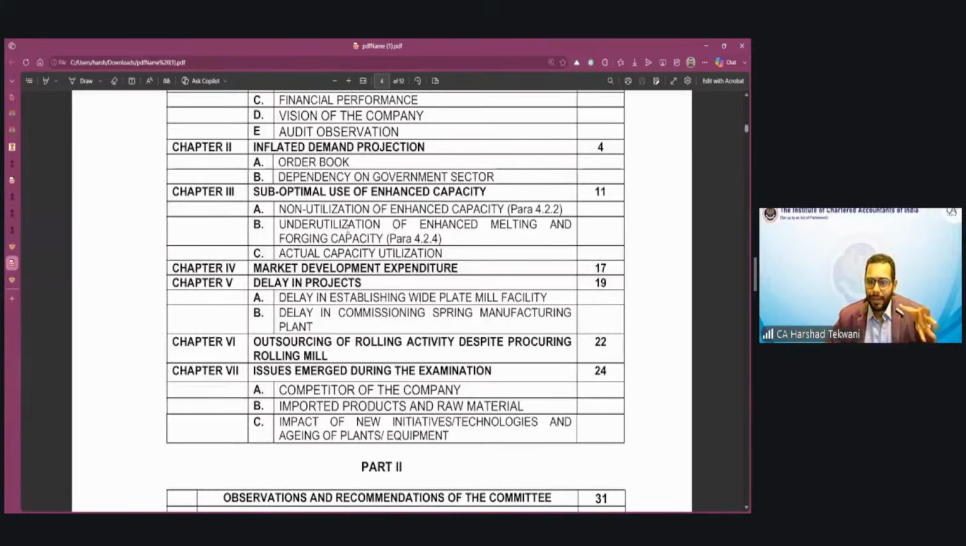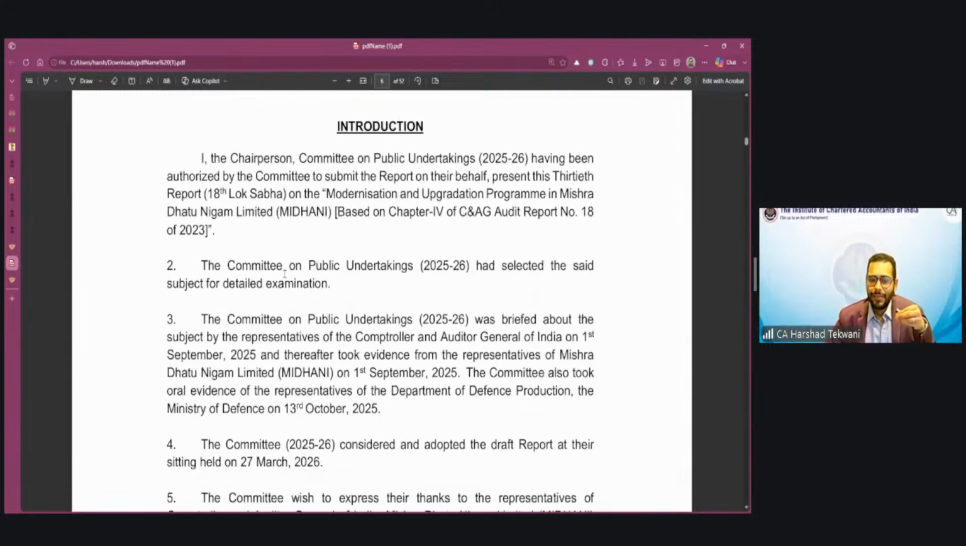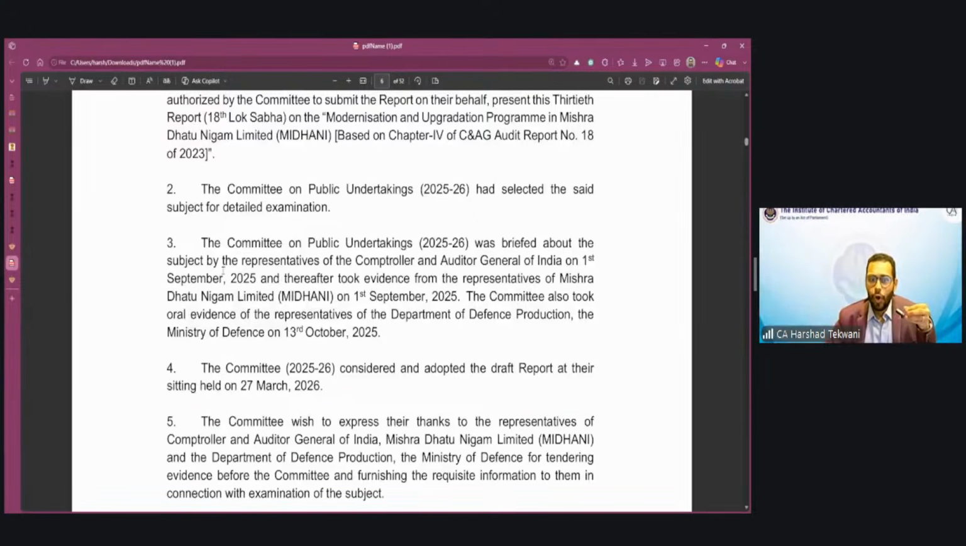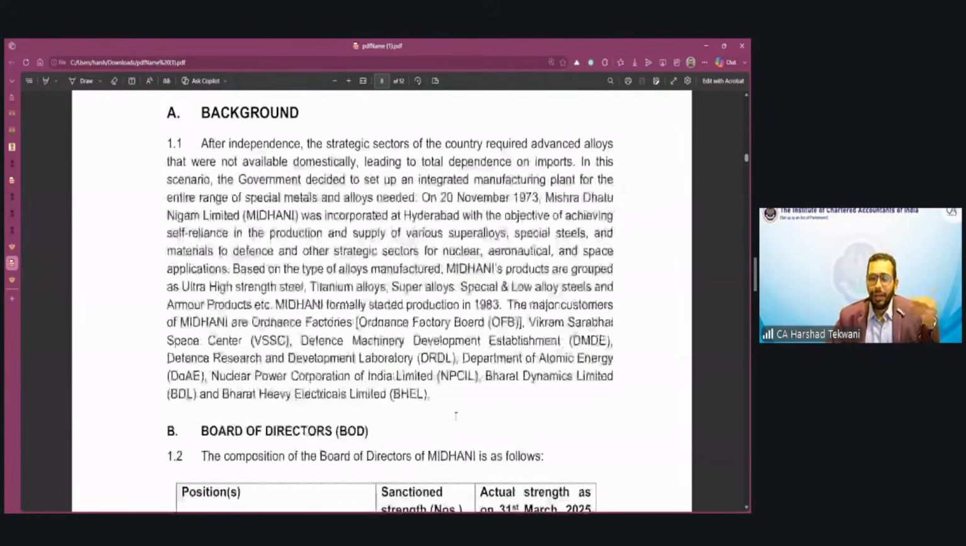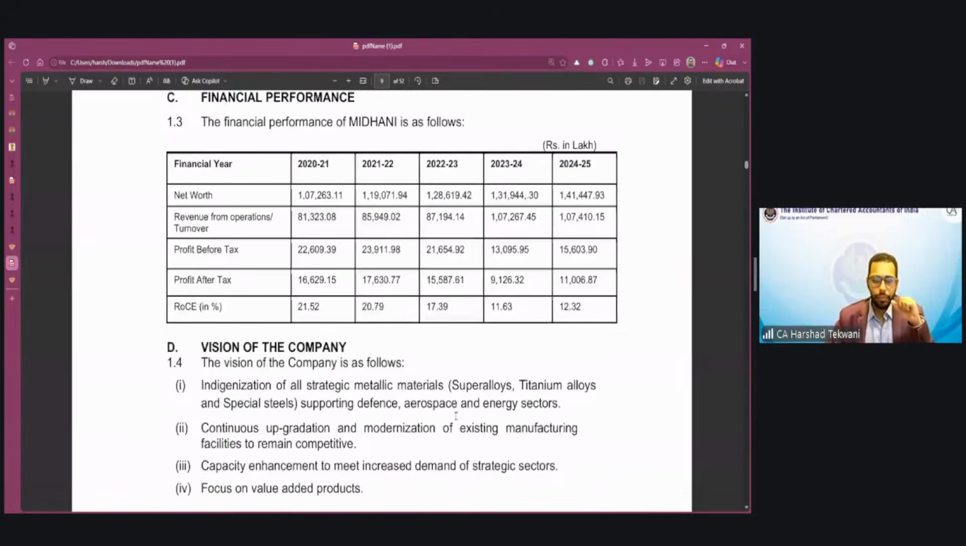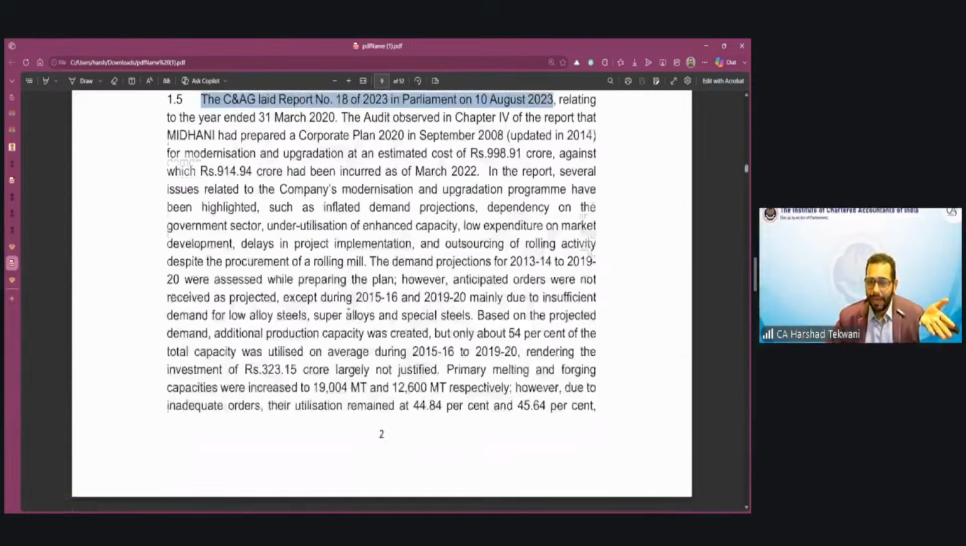So first of all, there is a particular program, or an entity, which has been considered. There was a Committee on Public Undertakings which was also briefed by the CAG, and accordingly this particular exercise has been undertaken by this committee. They have some audit observations in the CAG report, which was presented in the parliament.